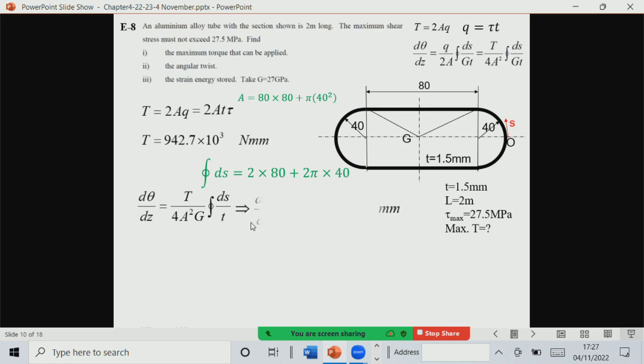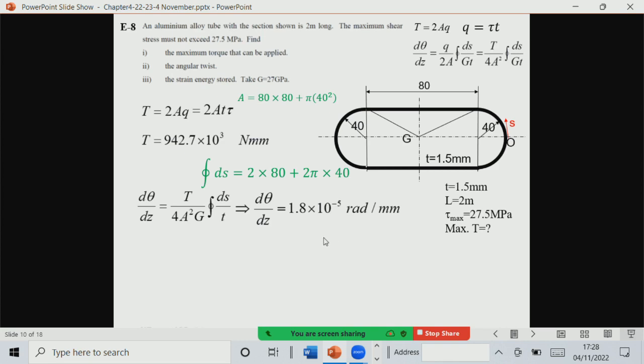If I substitute in this relation, it gives me the rate of twist. Once I've got the rate of twist, I multiply by the length. It gives me the angle of twist. The answer is in radians, then I have to convert it to degrees. Engineers are more comfortable working with degrees. In the exam, you won't lose any marks if the question doesn't tell you to do it in degrees or radians. You get full marks for it.